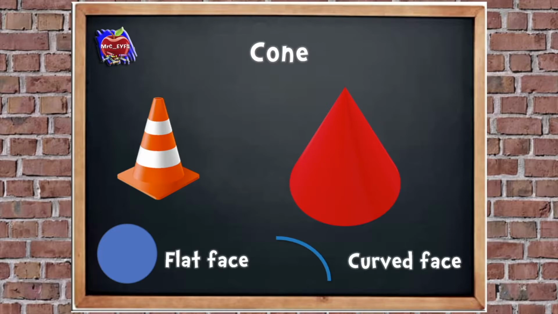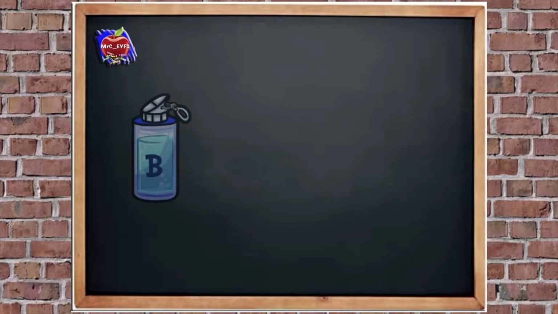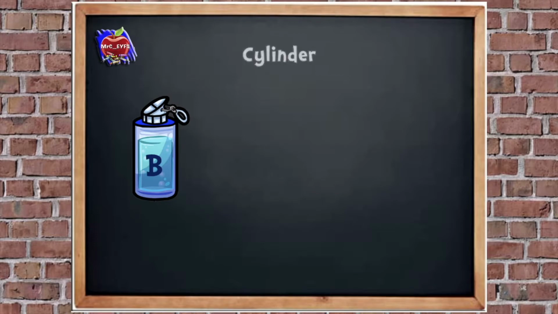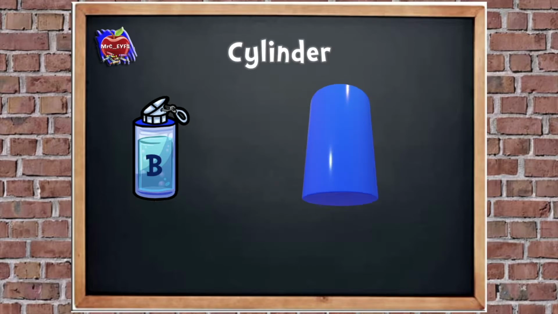Let's have another one. Right, so the water bottle. Any idea what shape this water bottle is? This one is a cylinder. Can you say that? Cylinder. So look carefully now at all the different faces of this cylinder. What can you see?